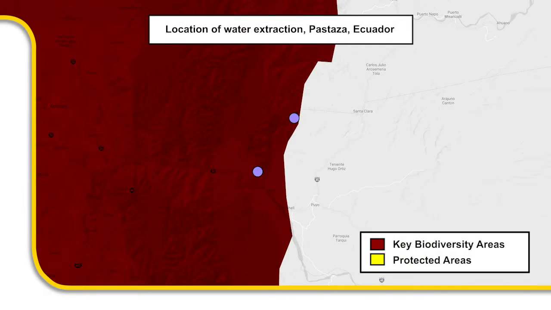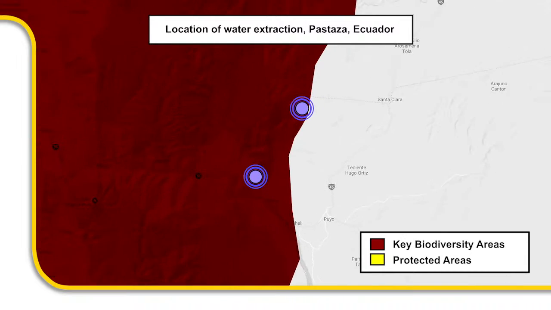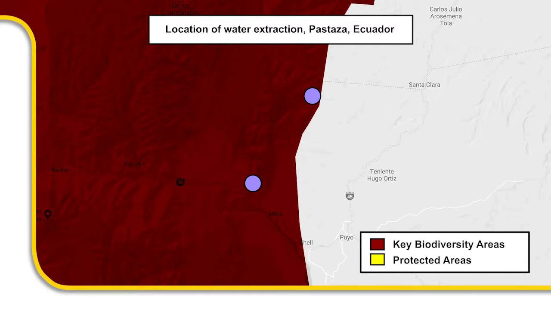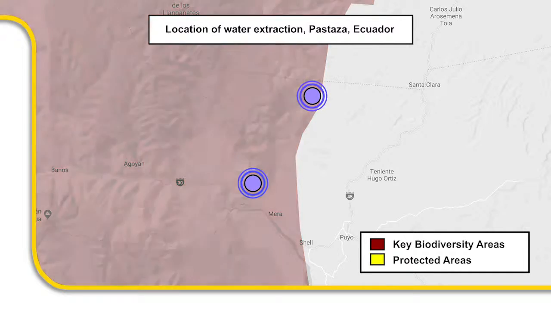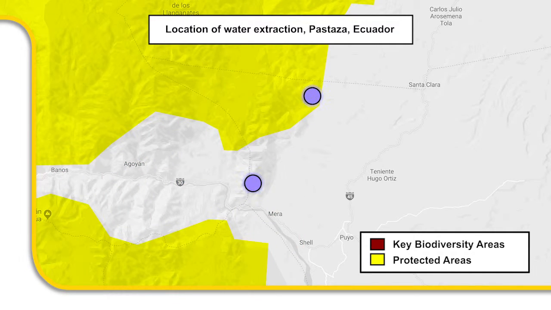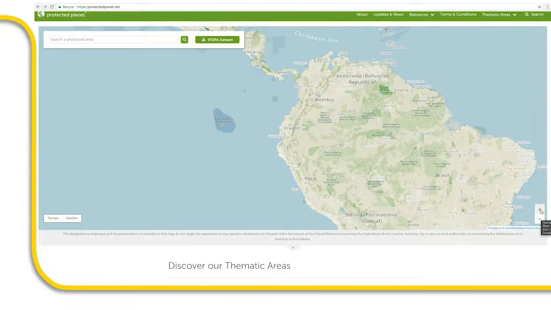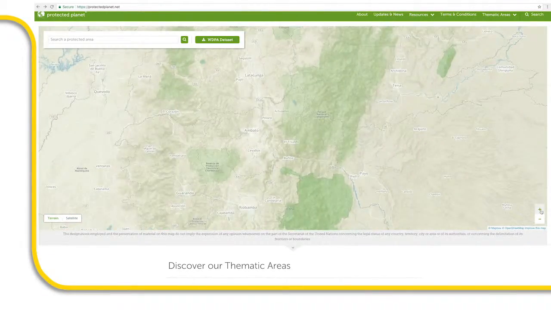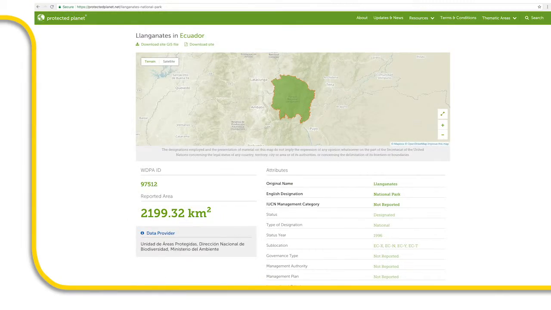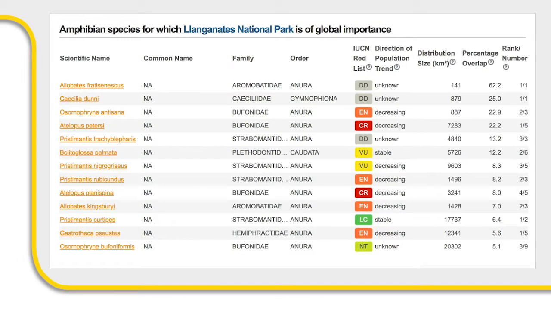As an example, let us look at a project in Ecuador, a water extraction program to provide irrigation and drinking water to rural villages. We can see that the area of extraction lies within a protected area and also a key biodiversity area. Let's look for more information about the biodiversity of this site, using other online resources. For this area, the Protected Planet website has lots of information. It contains a list of the species recorded in the protected area, including several IUCN Red-listed frog species.